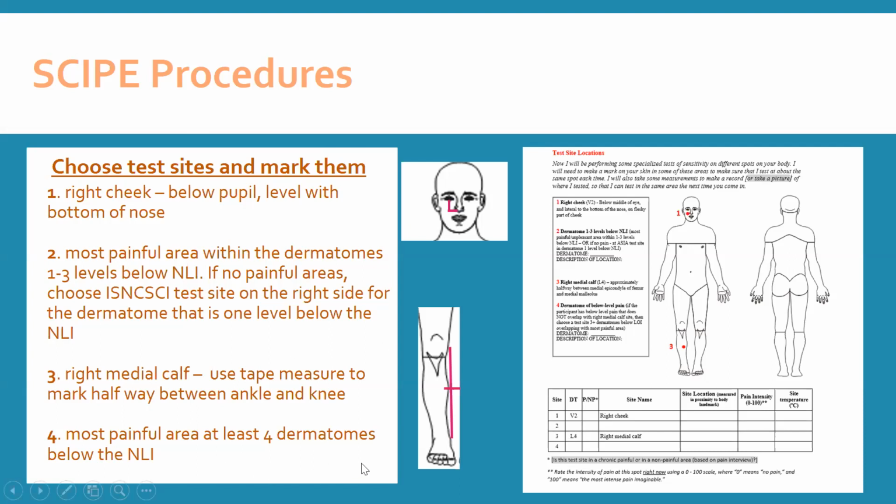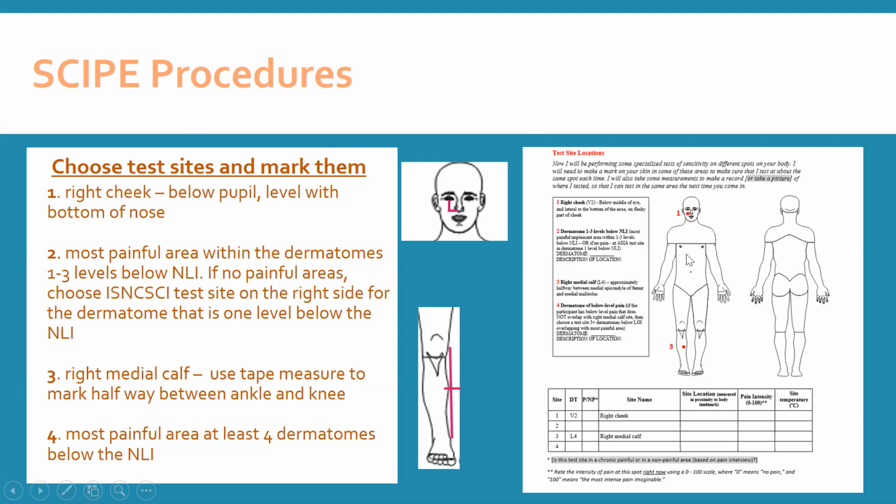And then test site number 4 is if site number 3 on the right medial calf is not a painful site, but there is a painful site that is at least 4 dermatomes below the neurological level of injury, then we will choose to test in a painful site at least 4 dermatomes below the neurological level of injury. So we would choose that site to be site number 4.